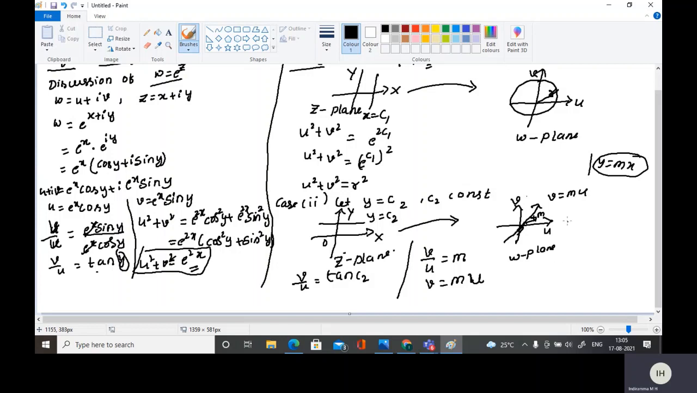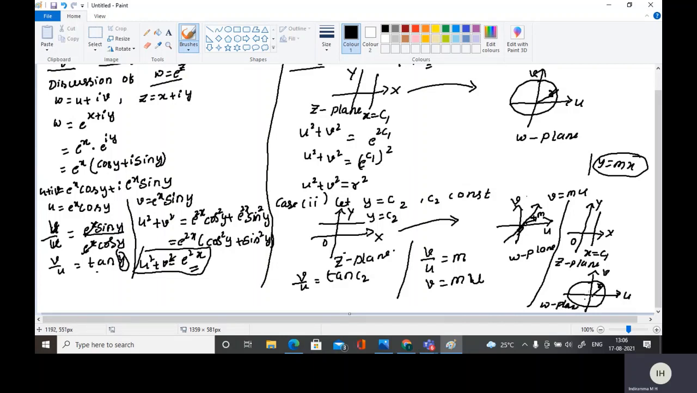So finally we can conclude that. First we consider a straight line parallel to the y-axis, that is x equal to c1 in the Z plane. This is the x-axis, this is the y-axis, this is origin O. We got the image for that in the W plane as a circle, the circle with center at origin and radius r. This is in the W plane.